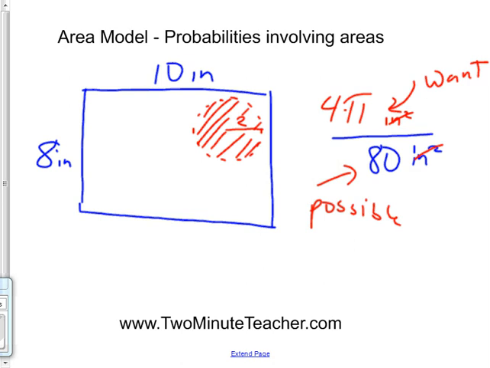And if you wanted to get a decimal for it, you'd have to use pi, which means you'd have to make this a little less exact because you're going to have to put in a decimal, 3.14, which is close to pi, but it's actually rounded. So the answer would be a little less accurate, but you could say 4 times 3.14, and then divide all of that by 80 and get a decimal for the probability.